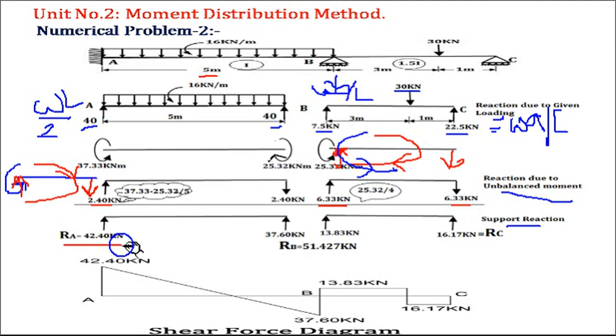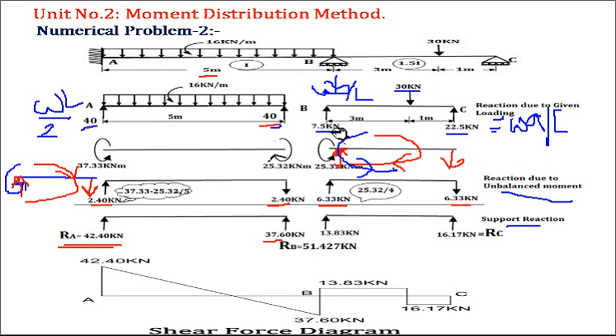Now we have to find the reaction at each support. At support A, the reaction due to the given load is 40, acting upward, and the reaction due to the unbalanced moment is 2.4, also acting upward. Both are acting upward, so both are plus. So 40 plus 2.4, we get the reaction at A as 42.4. Now reaction at B. Due to the given load the value is 40, and due to the unbalanced moment it is downward, so minus 2.4. So 40 minus 2.4, the value is 37.6.